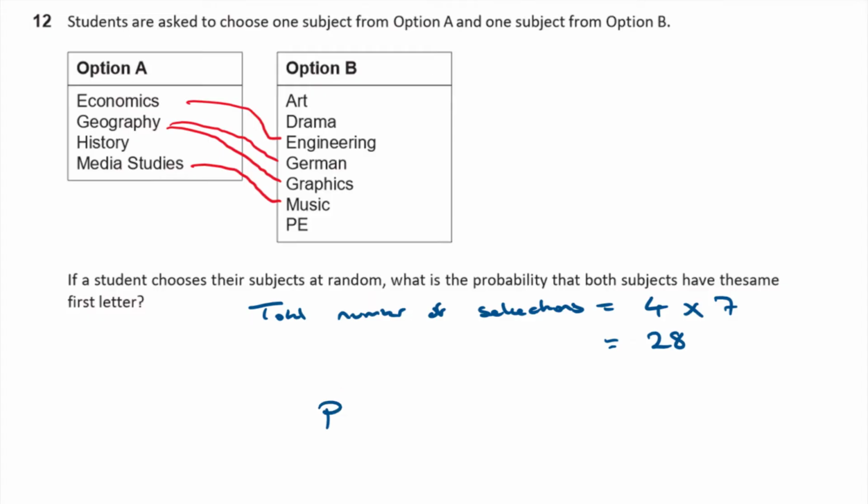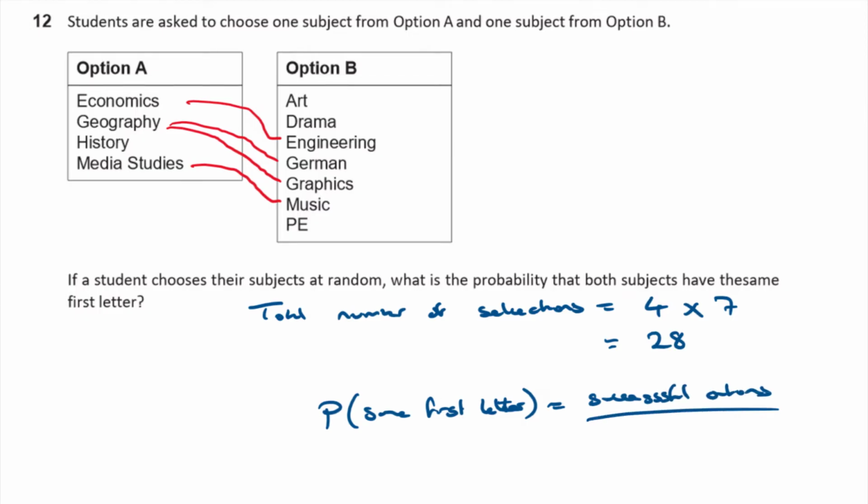So therefore, the probability of the same first letter is successful outcomes over total outcomes, isn't it? We've already calculated that the total outcomes is 28, and we've just seen that the number of options that have the same first letter is 4, so it's 4 out of 28. Now, I suppose I could cancel it down, but bear in mind that if you do and you get it wrong, you lose a mark, whereas if you don't, you don't lose a mark, so you might as well not bother. So it's 4 over 28.